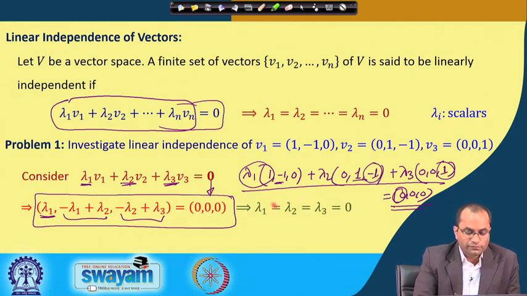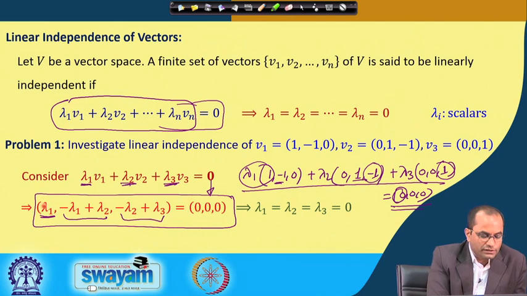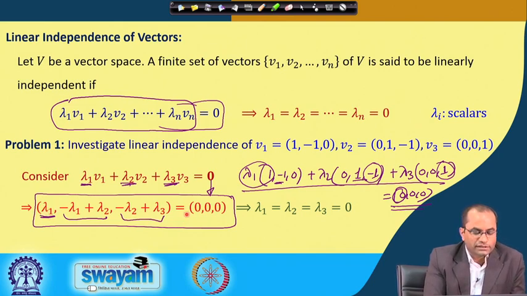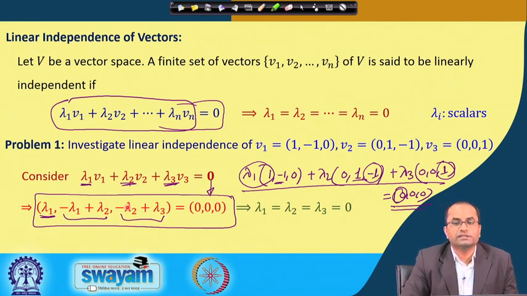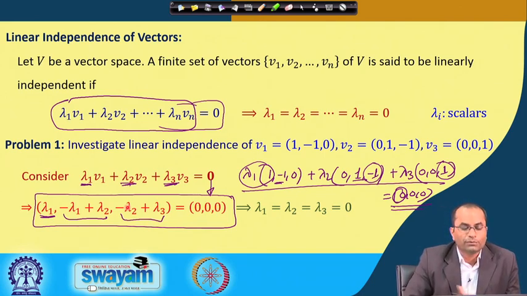So here what we will observe is that the first equation itself tells you lambda 1 is equal to 0. When lambda 1 is 0, lambda 2 is equal to 0, that is coming from the second equation, and from the third equation, when lambda 2 is 0, we also get lambda 3 is equal to 0. So that is the only possibility we are getting here, that is a unique solution.